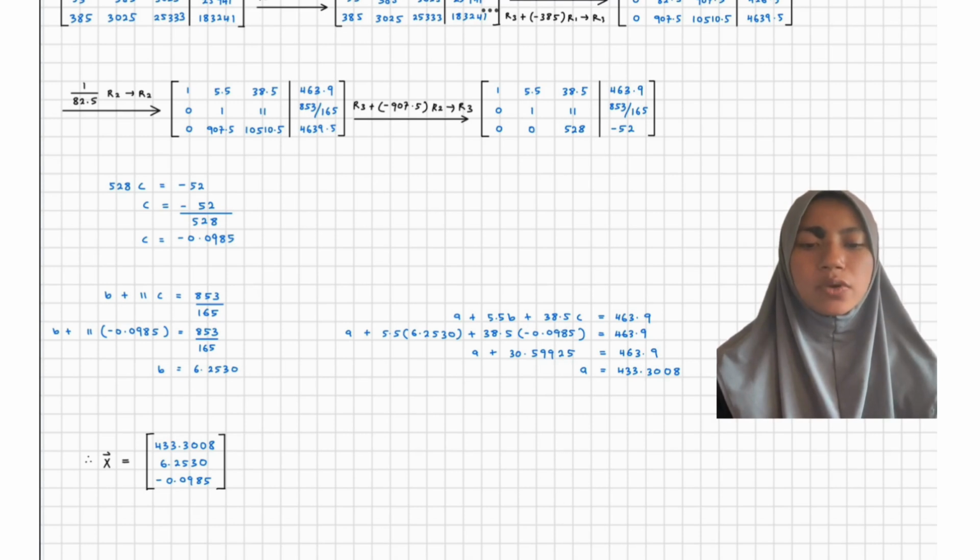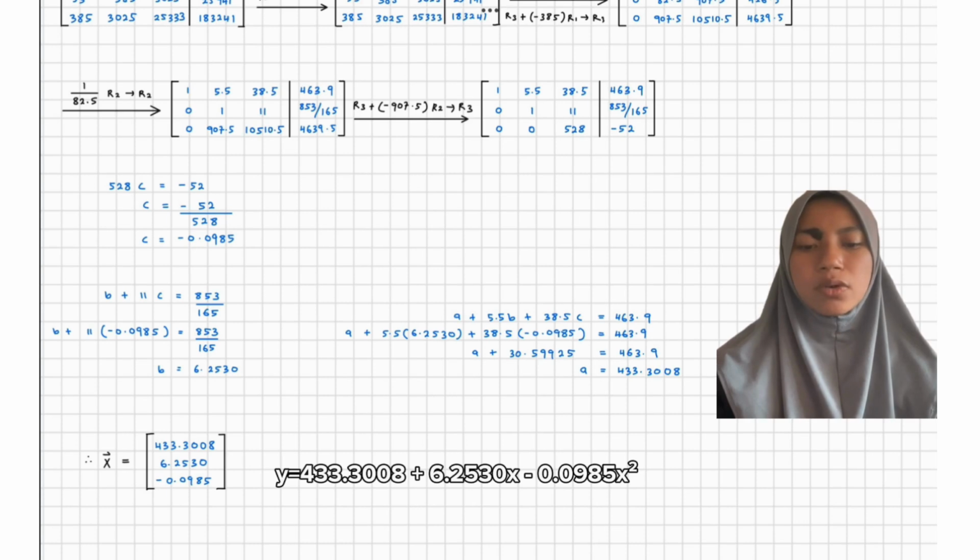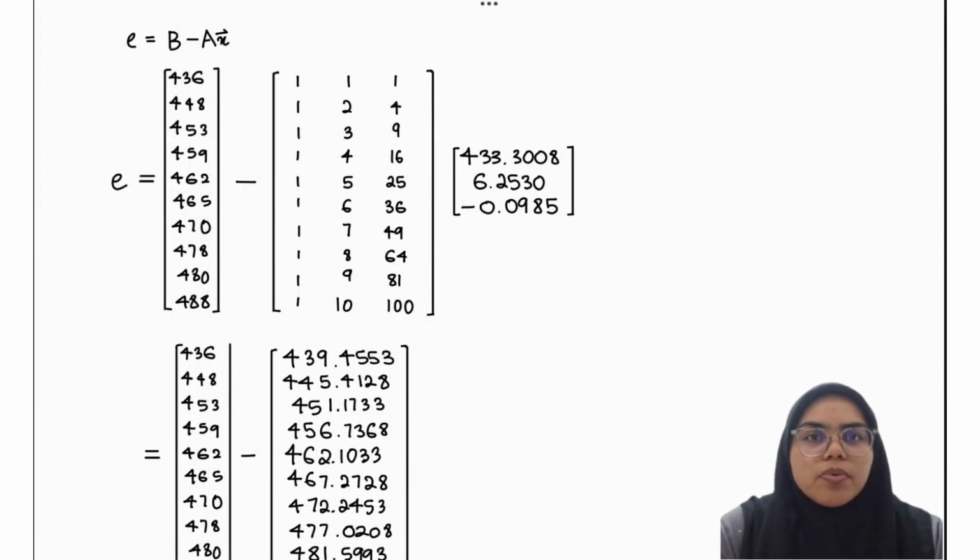Lastly, the final quadratic equation obtained is y equals 433.3008 plus 6.2530x minus 0.0985x squared. In this part, we will calculate the error vector, which we call E.